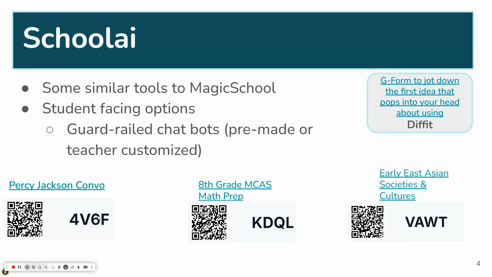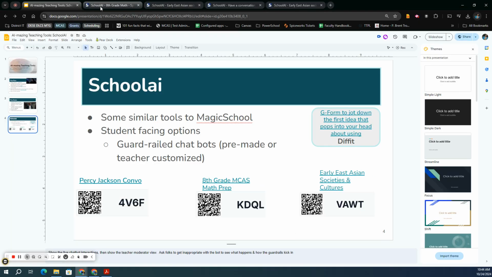So I have 3 examples of chats that I have set up. SchoolAI uses the term spaces, but spaces is really just code for the word chat. So I have a Percy Jackson convo, I have an 8th grade MCAS convo, and I have an early East Asian societies and cultures convo. I've already been involved in some of these conversations, so instead of clicking here, which you can absolutely do to enter the conversation, I'm going to show you what that conversation looks like in the ones that I have open right here.